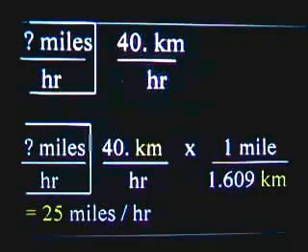40 has two significant figures. The 0 at the end gets to count because there is a decimal place in that number. So our final answer will be rounding to two significant figures as well. So our final answer ends up as 25 miles per hour.